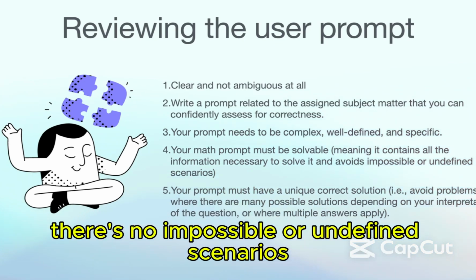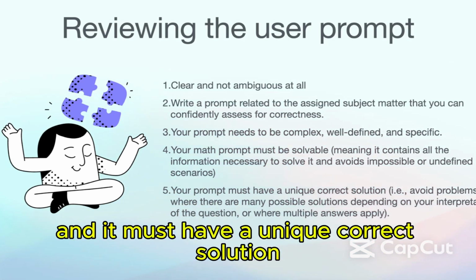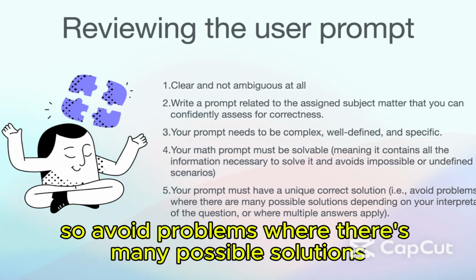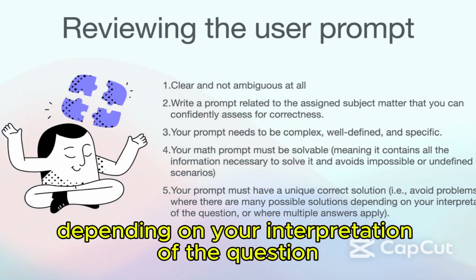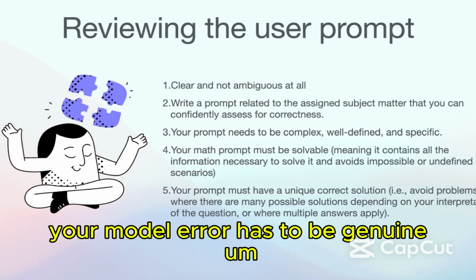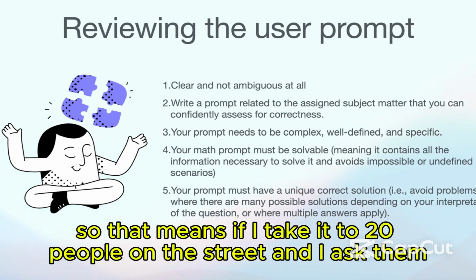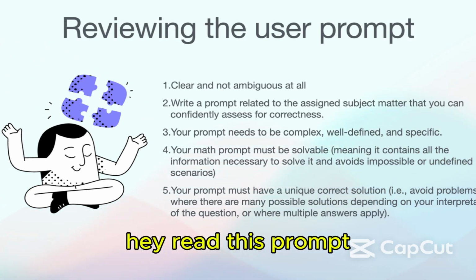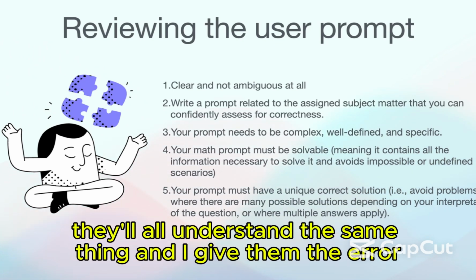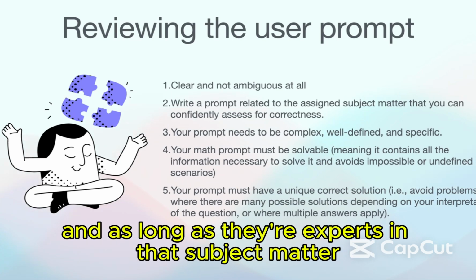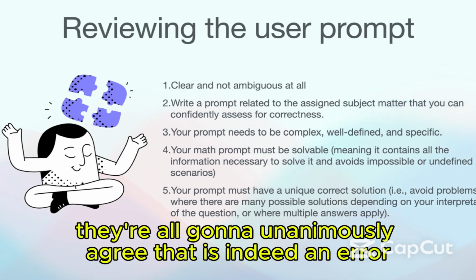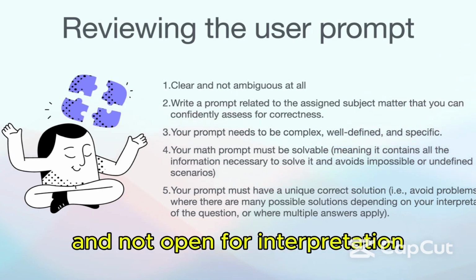There's no impossible or undefined scenarios. And it must have a unique correct solution. So avoid problems where there's many possible solutions depending on your interpretation of the question. Your model error has to be genuine, rooted in a reasoning or calculation error, and that's subjective. So that means if I take it to 20 people on the street and ask them, hey, read this prompt, they'll all understand the same thing, and I give them the error, and as long as they're experts in that subject matter, they're all going to unanimously agree that is indeed an error and not open for interpretation.